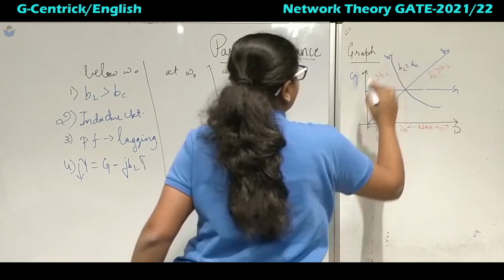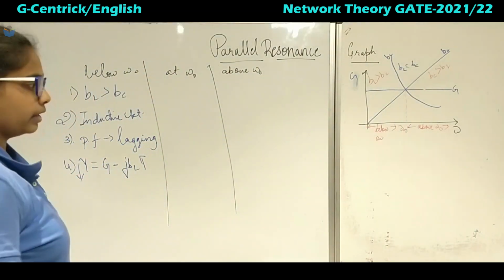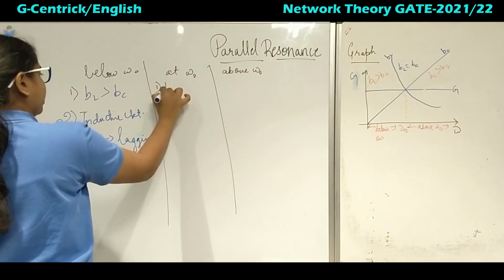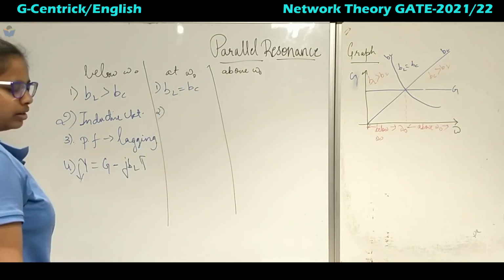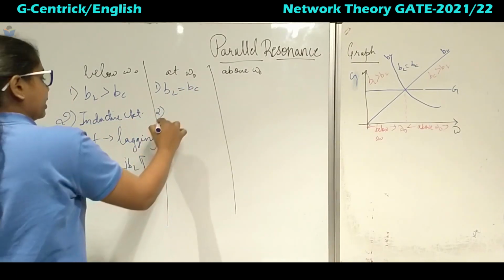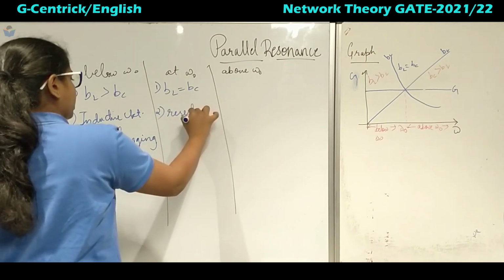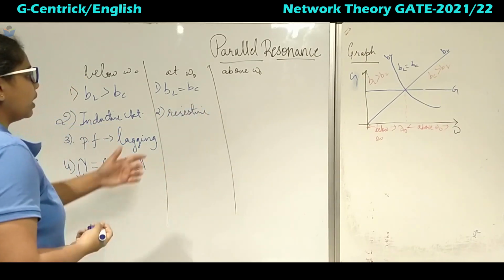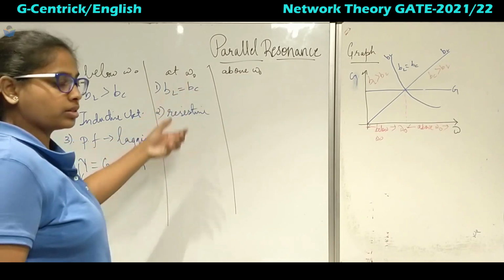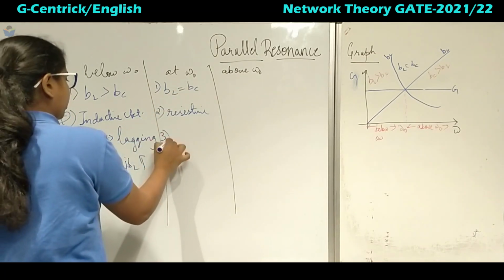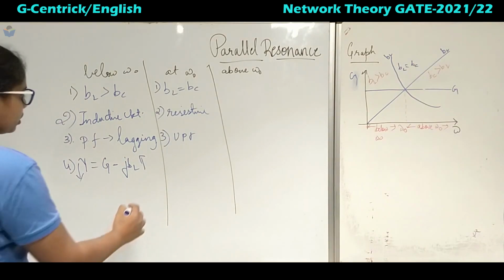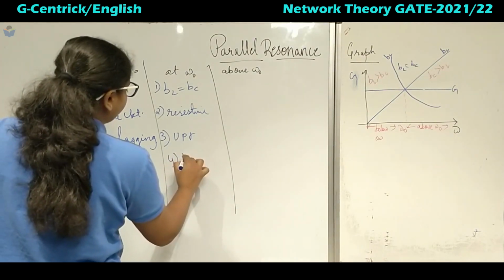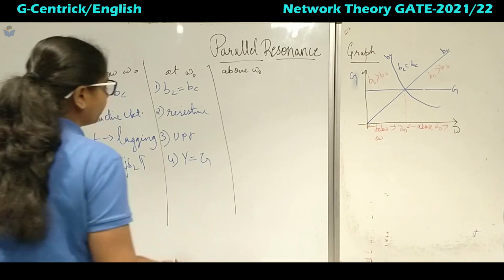Coming to at omega naught, in this case what will it be? At resonance, both the susceptances will be equal. So we get first thing, BL is equal to BC. So what type of network is it? Resistive. So it is a resistive circuit. What will happen to the LC combination? It will be open circuit. So what is the power factor? Unity power factor. Now in this case Y will be equal to G, right?